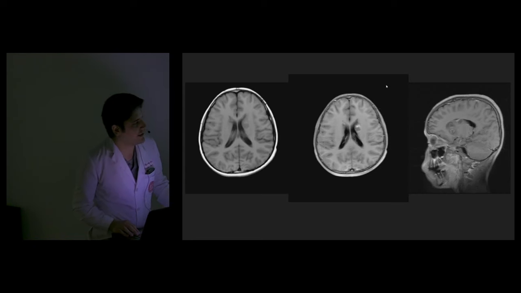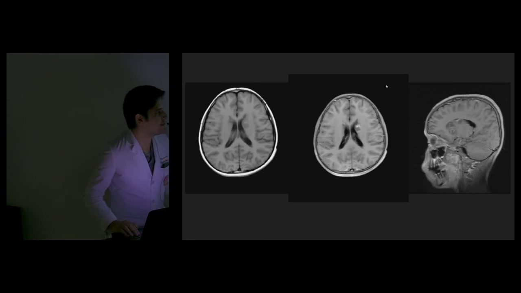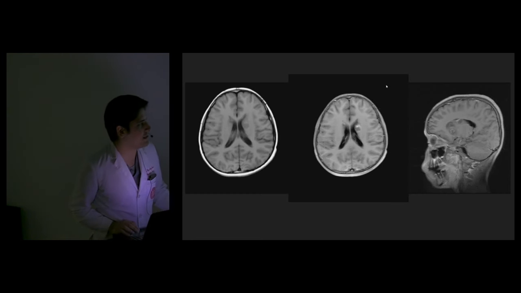On the right image, on the sagittal reconstruction of the T1 weighted image, you could see that these lesions are multiple. They are predominantly on the basal ganglia and subependymal location.